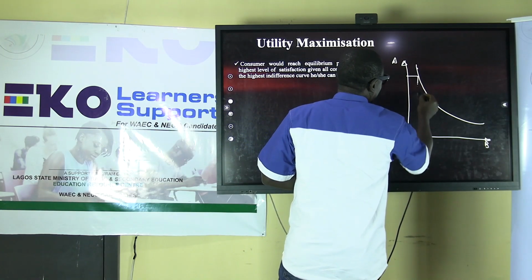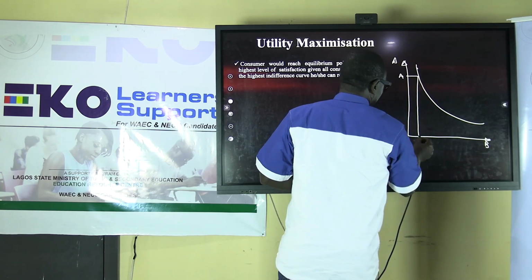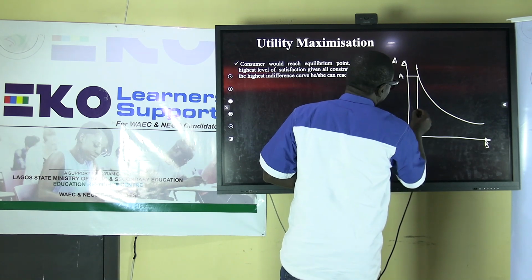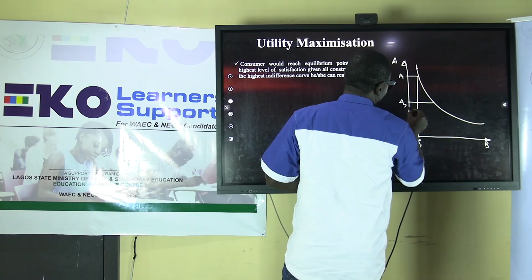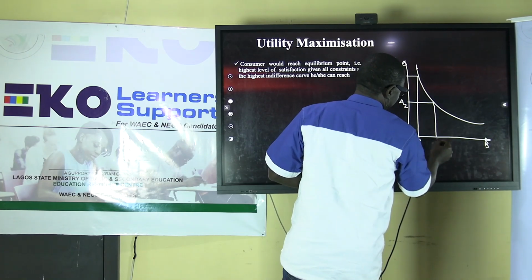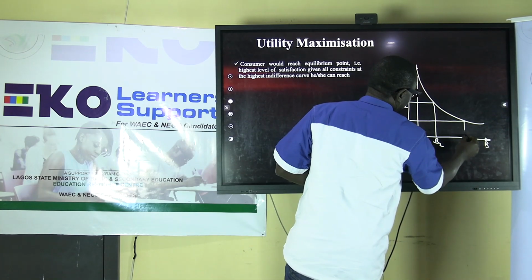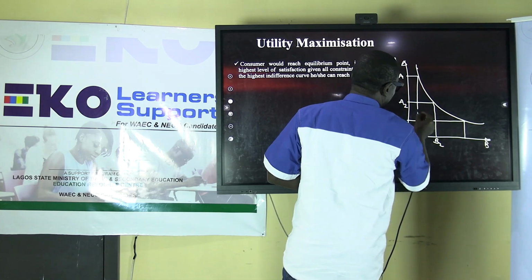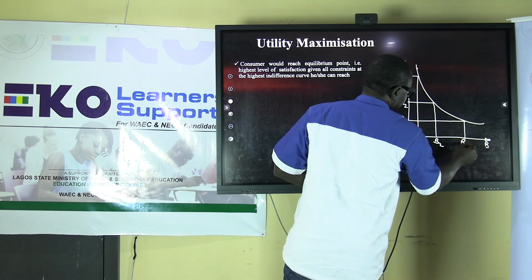At this point, we have this combination. Let's call this combination A1 and B1. At this point, we have another combination, A2 and B2. At this point, we have another combination, all touching the indifference curve, combination A3 and B3.